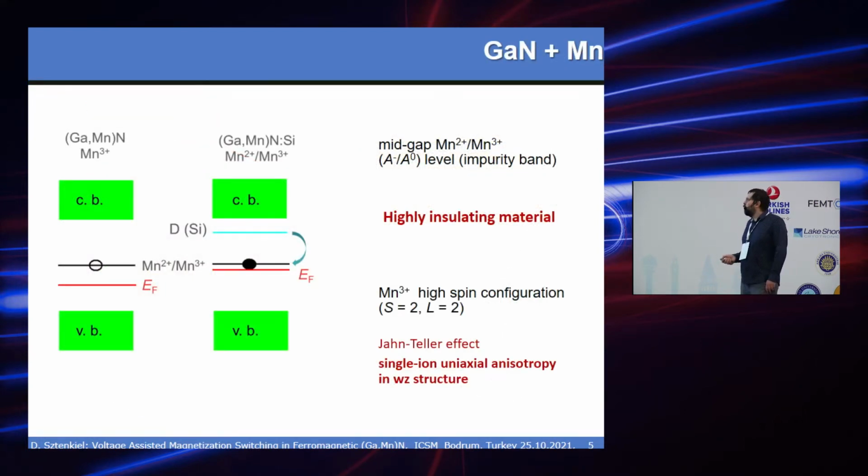So our system is highly insulating, because the manganese impurity is located in the middle of the gap of gallium nitride. In fact, manganese kills all carriers, both holes and electrons. So our material is insulating, and manganese is usually in the Mn3+ charge state, characterized by spin and orbital angular momentum equal to 2. So we have single ion magnetic anisotropy.